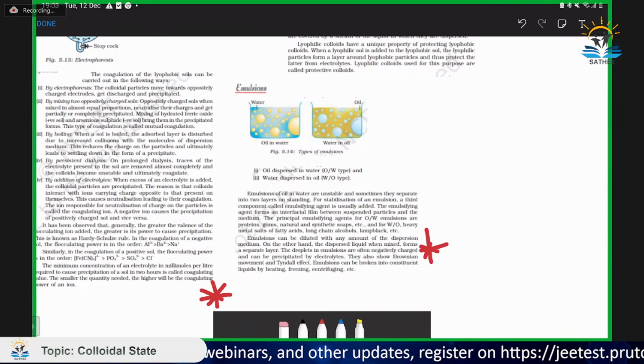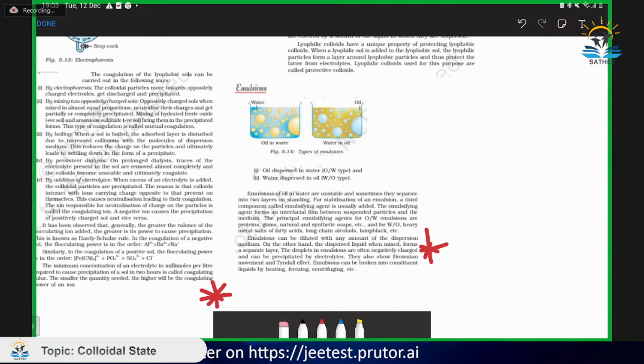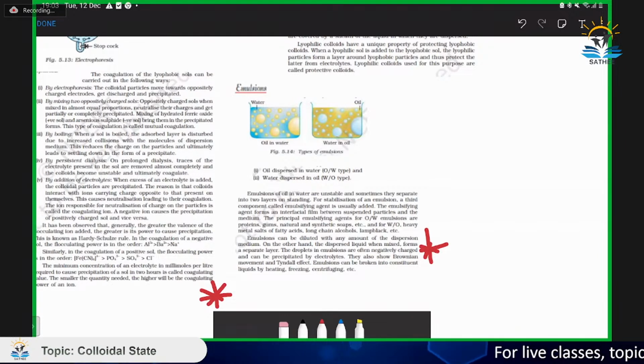Emulsions can be broken down into constituent liquids by heating, freezing, centrifuging, or by removing the emulsifying agent by adding another electrolyte. You can remove the emulsifying agent in some ways also, but heating, freezing, and centrifuging are easy. Basically, the cotton candy thing, I guess, is a breakdown of emulsion.